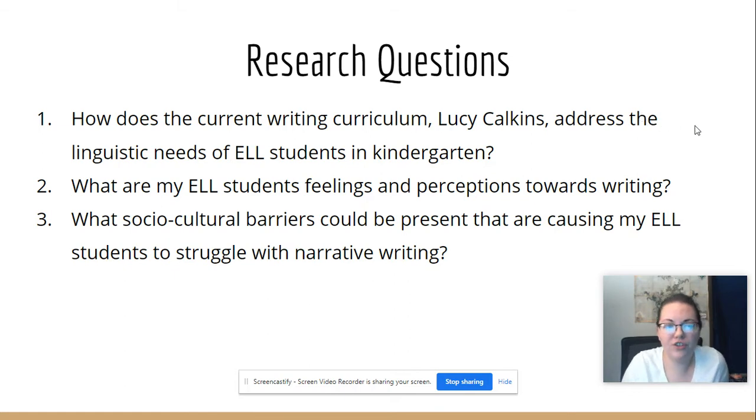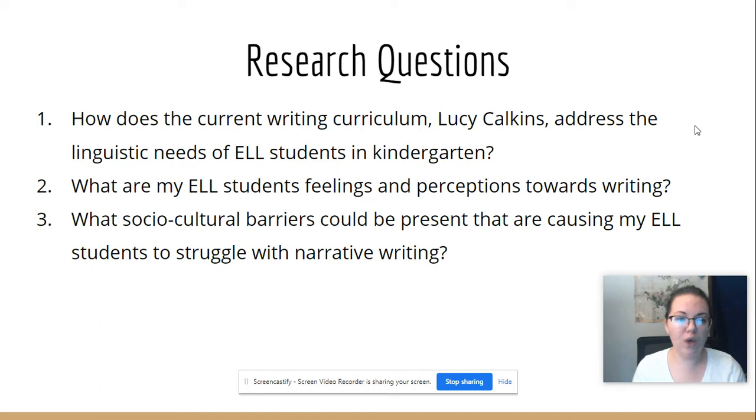So my research questions are: number 1, how does the current writing curriculum, Lucy Calkins, address the linguistic needs of ELL students in kindergarten? The curriculum that we've been using for the last 4 years has been the Lucy Calkins writing curriculum. And I'm just questioning whether that really addresses and helps to meet all these different factors that ELL students come into contact with or encounter during narrative writing.